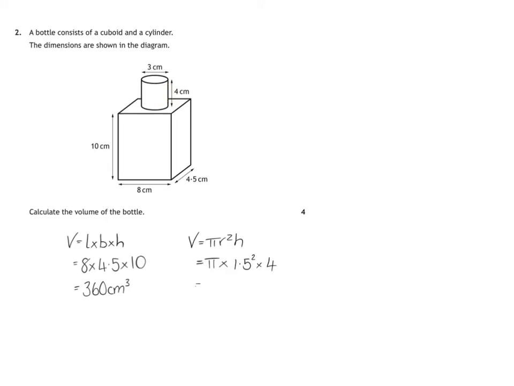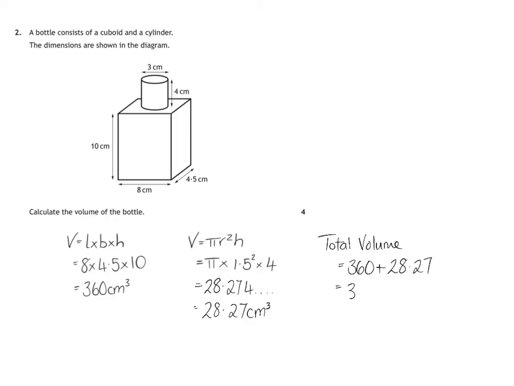So our cylinder is pi times 1.5 squared times 4, which gives us 28.274 and some extra, which if I round we get 28.27 centimeters cubed. So the total volume is what we get when we add them together. So 360 plus 28.27, which gives us 388.27 centimeters cubed as our answer.